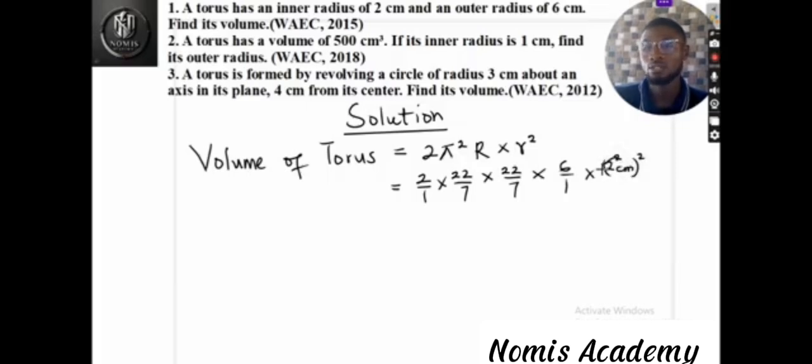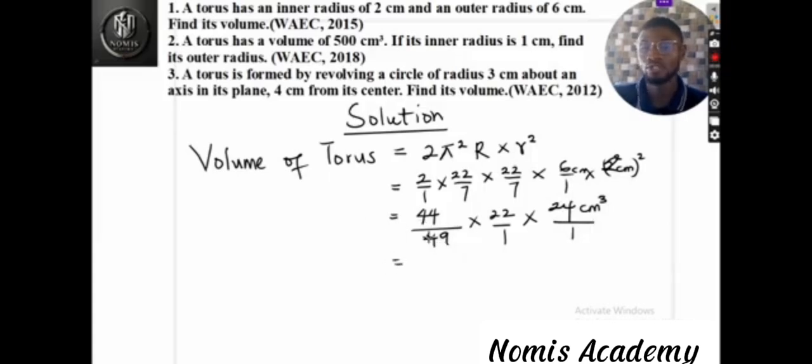So 2 centimeters squared. So we have 2 times 2, we have 44/7 times 7, we have 49, multiplied by 22/1 multiplied by, this is 6 multiplied by 4. So remember, from there we have centimeter here, so be careful. 6 times 4 will be 24. Centimeter times centimeter squared will be centimeter cube over 1. So let's get into calculation. 44 multiplied by 22.